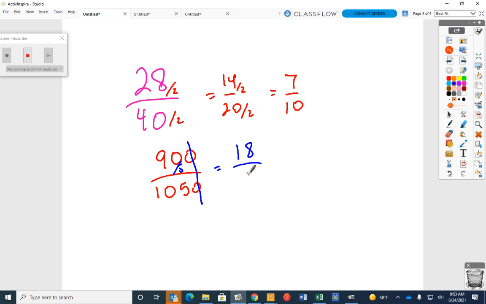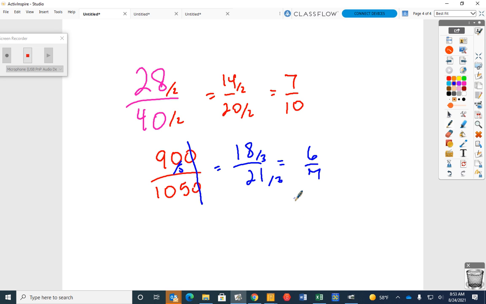21. Good. Now, what do you notice about this? Is there something that goes into both of these? 3. 2 doesn't, but there's 3. So if I divide this by 3 and divide this by 3, 18 divided by 3 is 6. 21 divided by 3 is 7. So we got all the way from 900 over 1,050 down to 6/7. How do I know 6/7 is unable to be reduced? What's the only thing that can go into both of those? 1. Good.